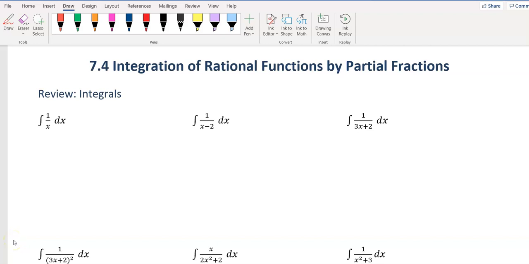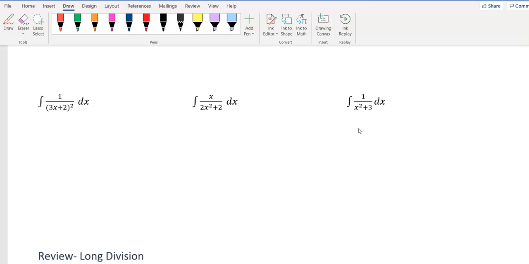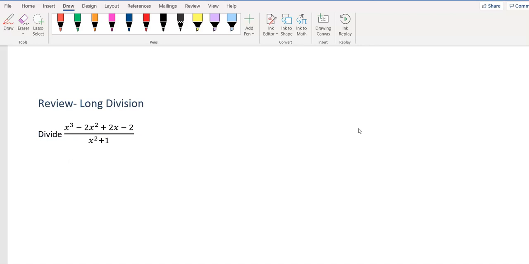Hi everyone, and welcome to the last part of this unit, which is integration of rational functions by partial fractions. So to start this particular section, we are going to do a review of integrals. And you'll see that many of the ones that we're doing as review here are going to involve the ln, or the natural log function. Some of them might involve some trig, but mainly the natural log, which we will be using in this particular lesson. In addition, we're going to do a review of long division.